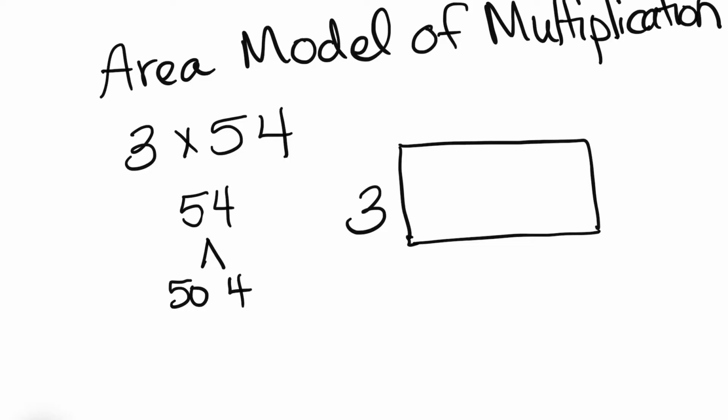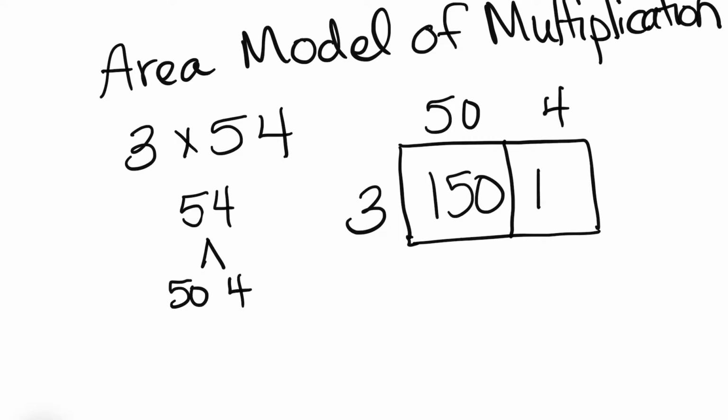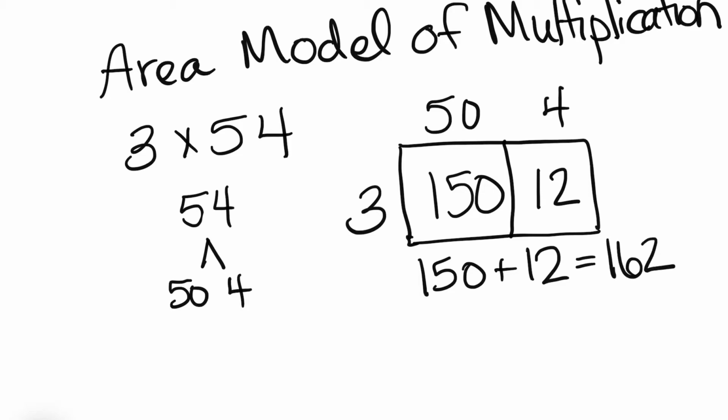So I'm going to break apart the 54 into 50 and 4, and I'm going to put a line down here. And now 3 times 50 is 150. 3 times 4 is 12. And now I'm just going to add together 150 plus 12 equals 162. Knowing the standard algorithm, I could not have done it that fast in the past. I also do like this method for bigger problems.